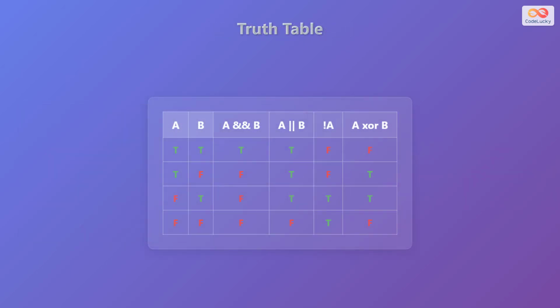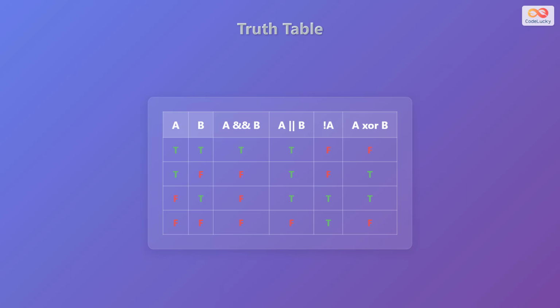Here's a truth table summarizing the behavior of these logical operators. The table shows all possible combinations of inputs A and B, and the corresponding outputs for A AND B, A OR B, NOT A, and A XOR B. If A is true and B is true, A AND B is true, A OR B is true, NOT A is false, and A XOR B is false.